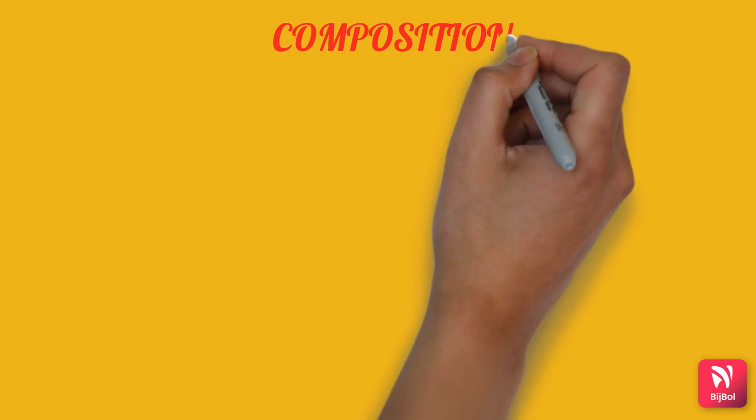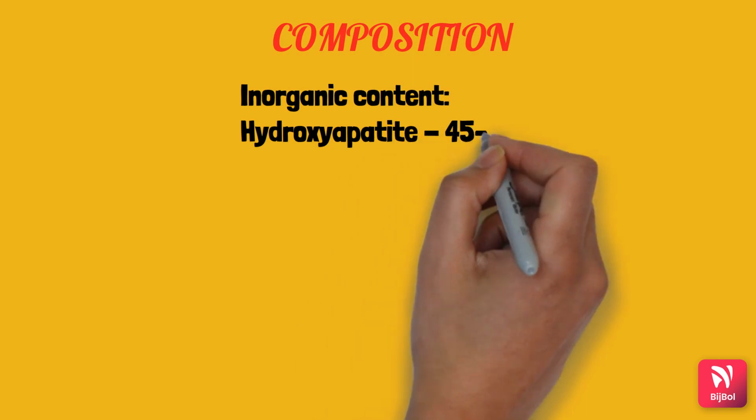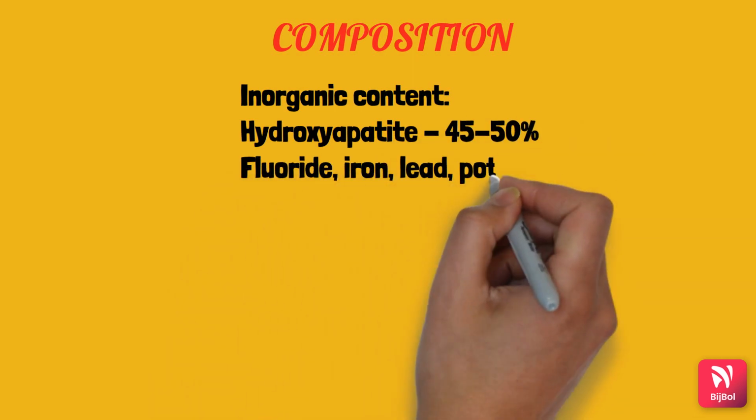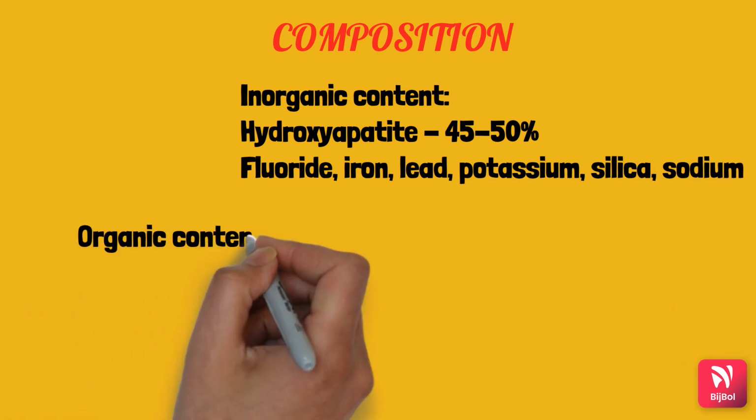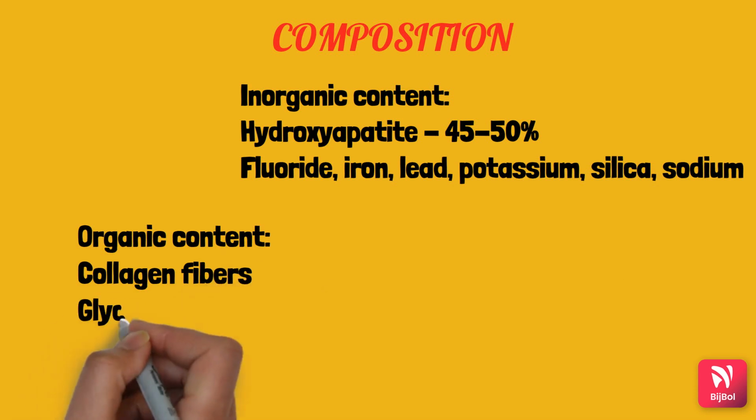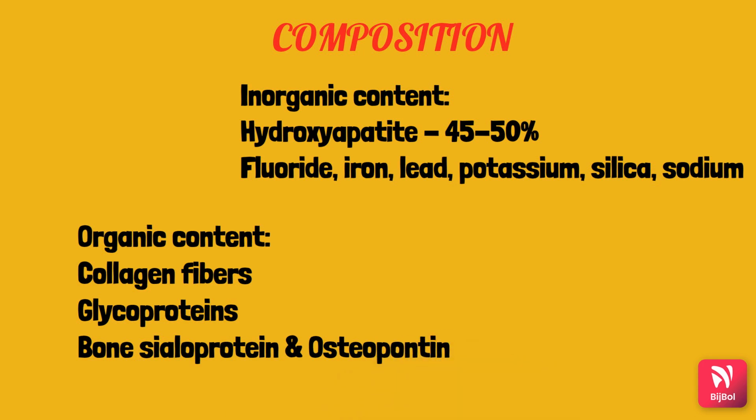Next, we will see the composition of the cementum. The composition includes inorganic components as well as organic components. The inorganic component is made up of hydroxyapatite crystals, which make up almost 45 to 50% of the composition. This hydroxyapatite content is less than that of the bone, enamel and dentin. These hydroxyapatite crystals are thin and plate-like, similar to those seen in the bone, and they are arranged parallel to the long axis of the collagen fibrils. Other inorganic components include small amounts of fluoride, iron, lead, potassium, silica and sodium.